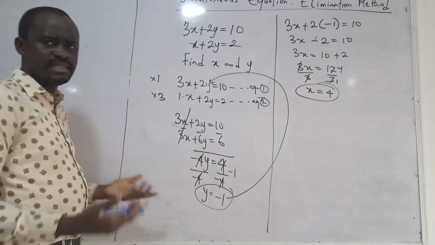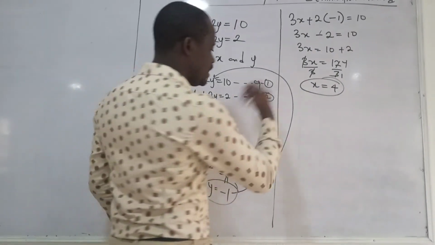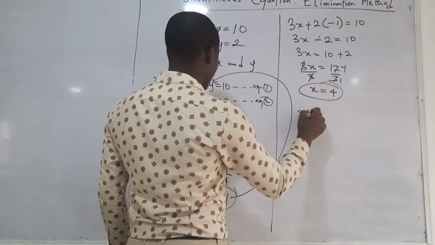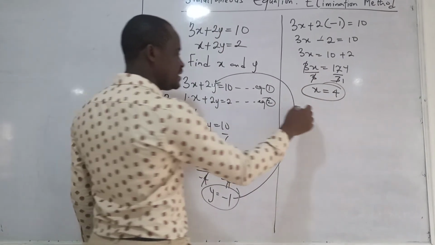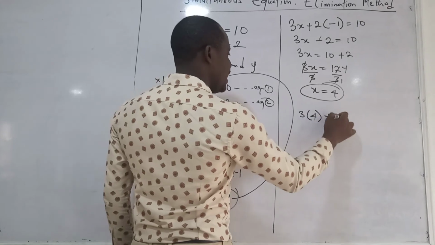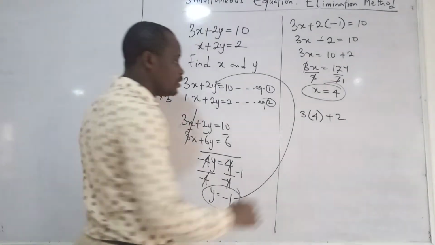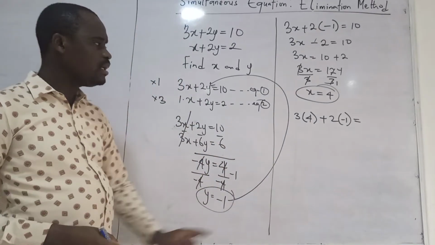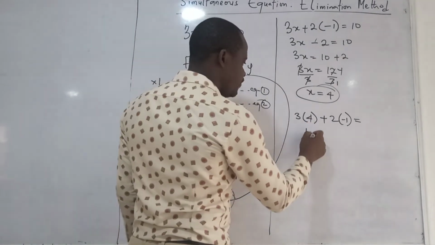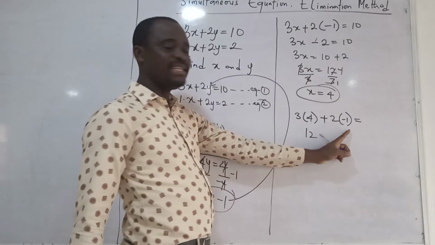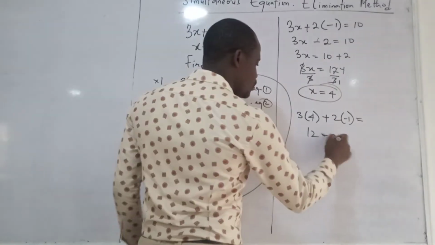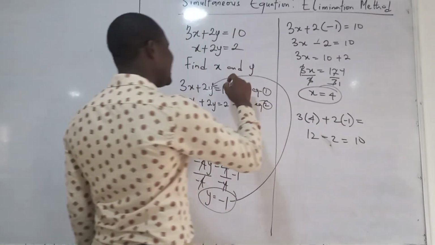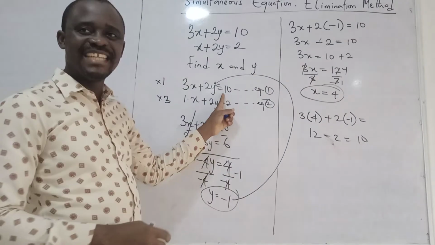Pick any of the equations and check, like as I'm going to do. Let me try it on equation 1. If I have 3, what is x? X is 4. And I have y is minus 1. We put that here. Let us see if truly this gives me 10. 3 times 4 is what? 12. Then 2 times minus 1 will give you what? Minus 2. And that is 10. And that is good because we had 10.